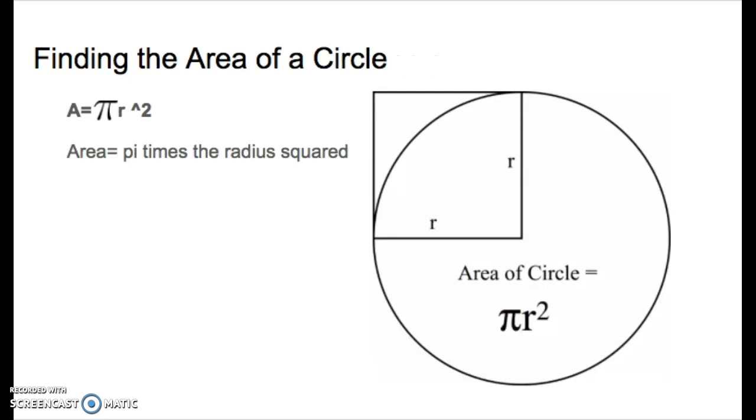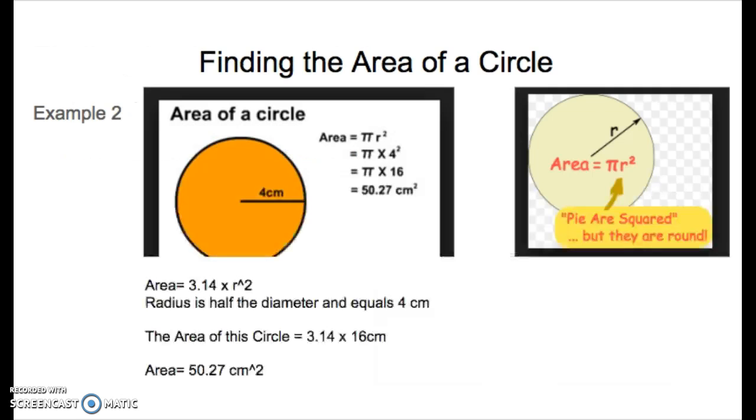Alright, our next shape that we're going to find the area of is a circle. To find the area of a circle, you need to find the radius. The radius is half of the diameter. Our formula for a circle to find the area is area equals pi radius squared. Pi is 3.14. So you're just going to find the radius, plug it into this equation, and that will give you the area.